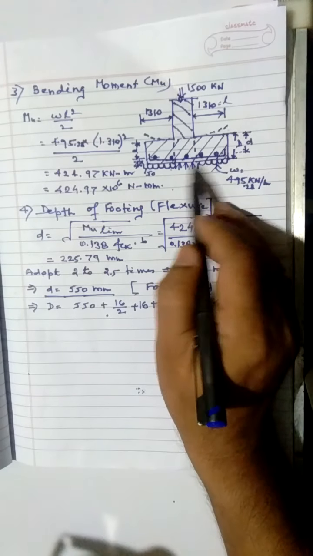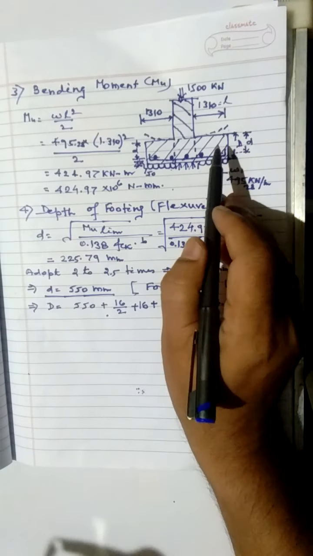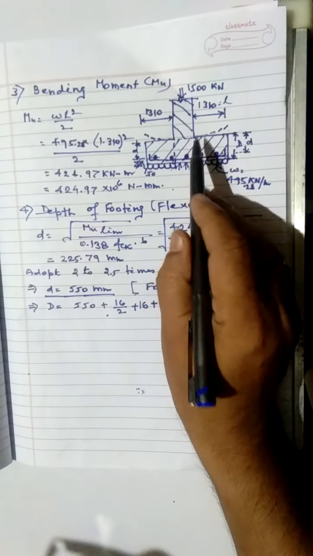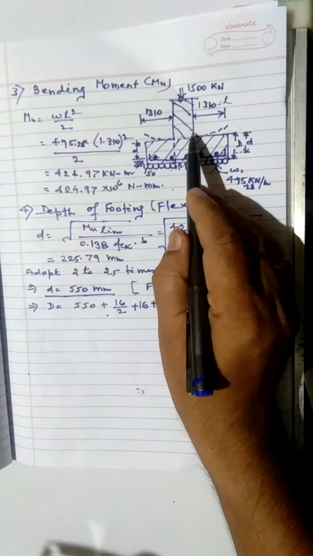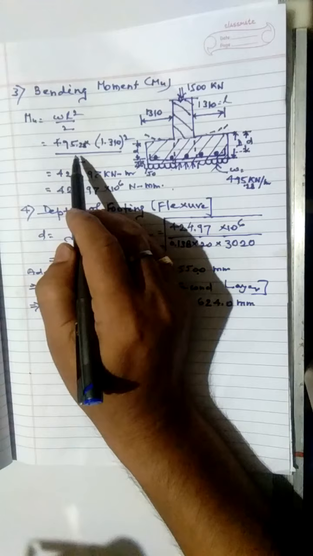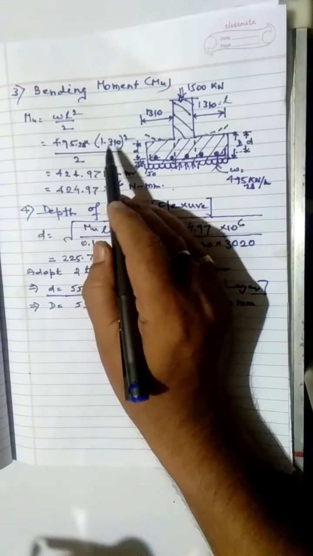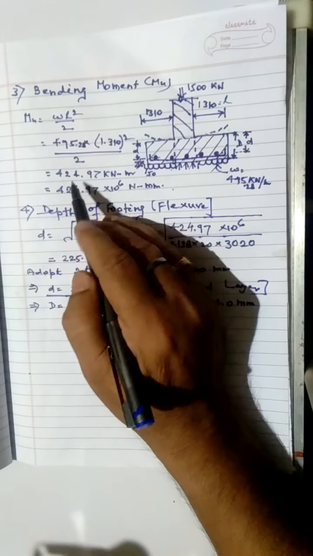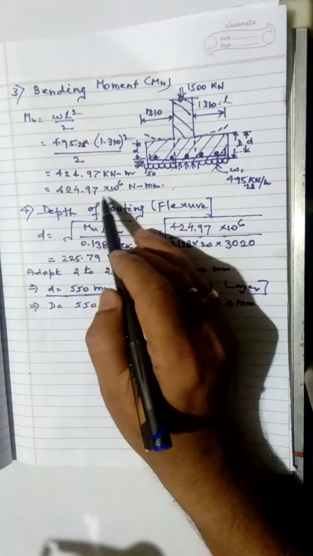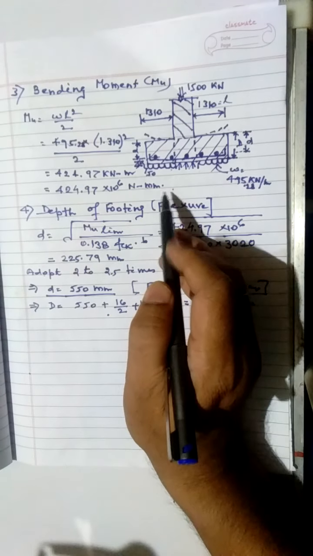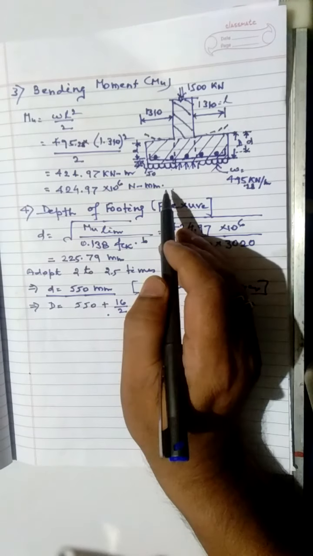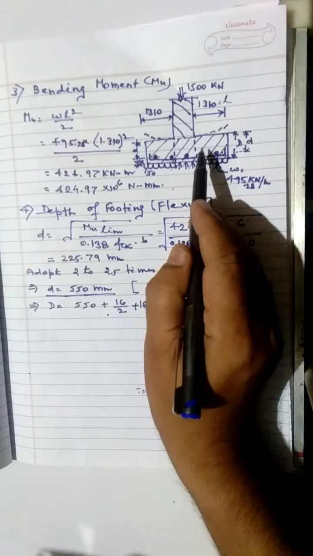Now the area of the steel would be according to the value of the bending moment. The value of the bending moment Mu is calculated as the maximum bending moment in case of a cantilever at its support. The column face acts here as a support. So Mu is taken as WL square by 2, that is 495.28 multiplied by 1.310 square by 2. This way comes 424.97 kilonewton meter, 424.97 into 10 to the power 6 Newton millimeter. So this is the maximum bending moment for which we have to calculate the steel area in this projected length of the foundation.